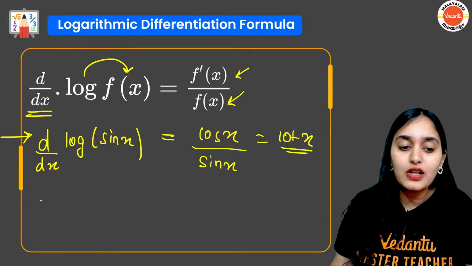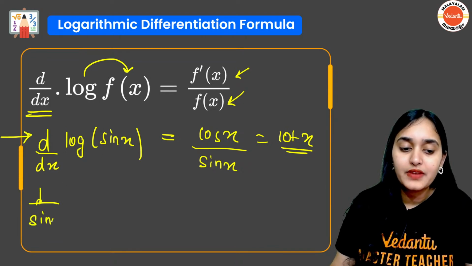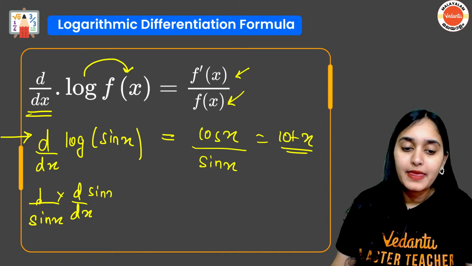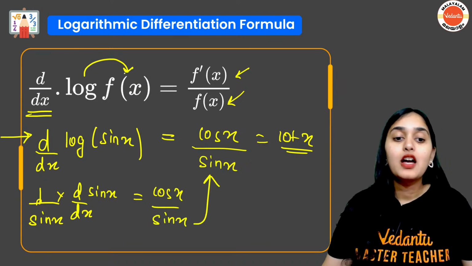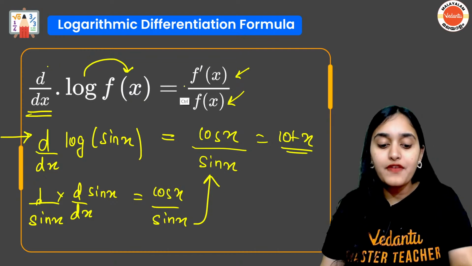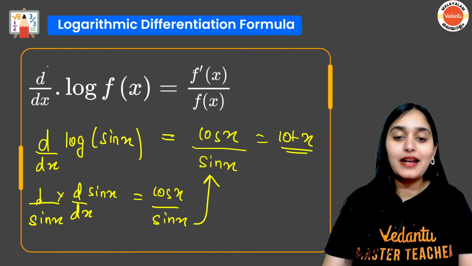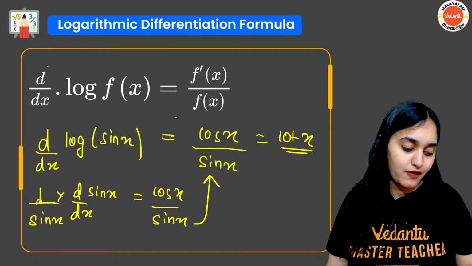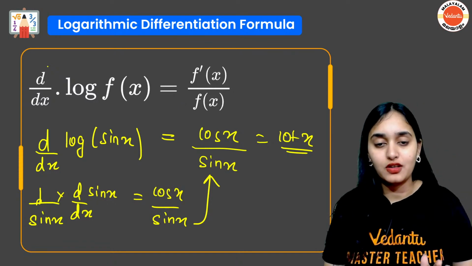We know chain rule. Differentiation of log x is 1 upon x. Then differentiation of sin x. So this becomes cos x upon sin x. See, we got the same thing here. So whenever you have differentiation of log of a function, the function can be anything. You can directly write it as f dash x upon f of x. Okay, that is the second formula for logarithmic differentiation.